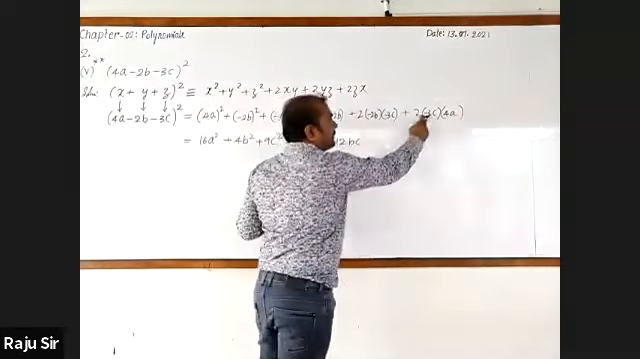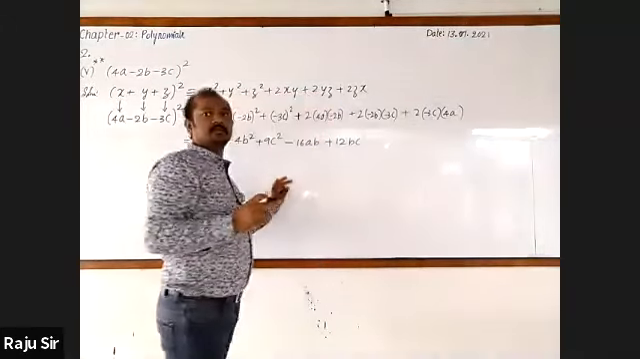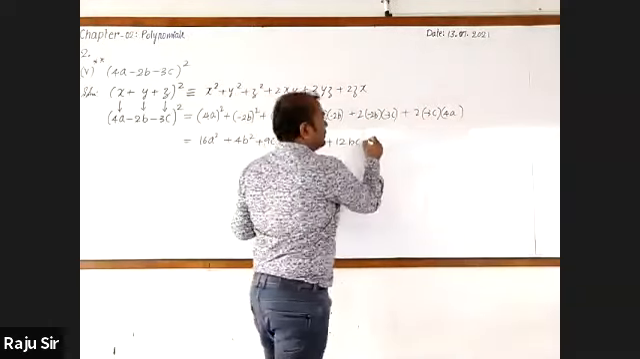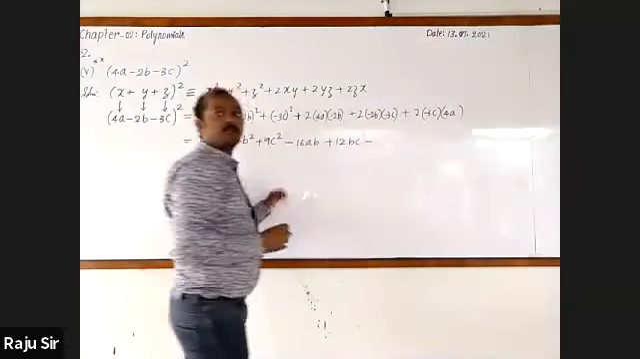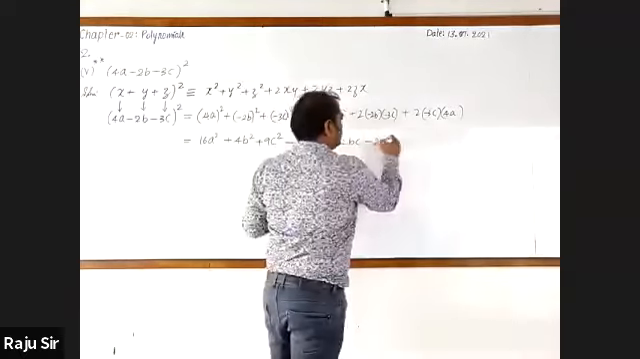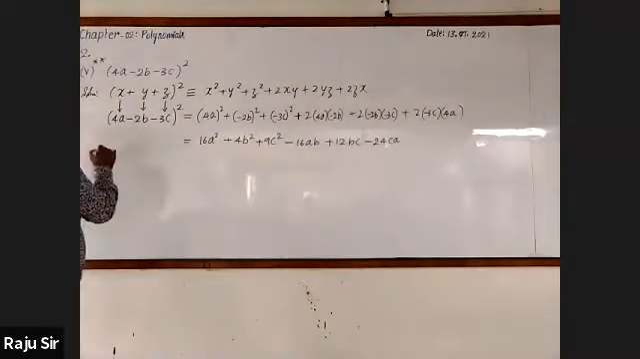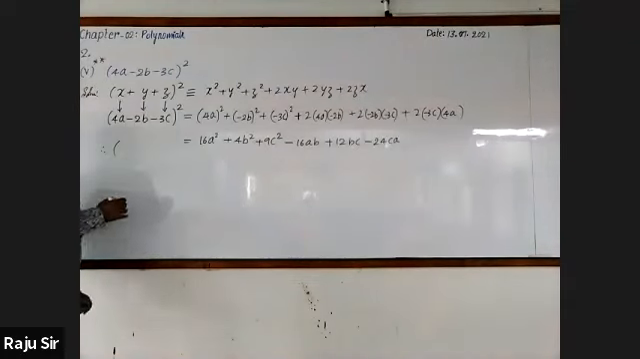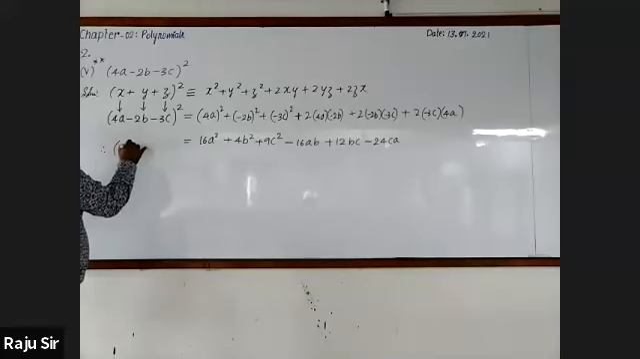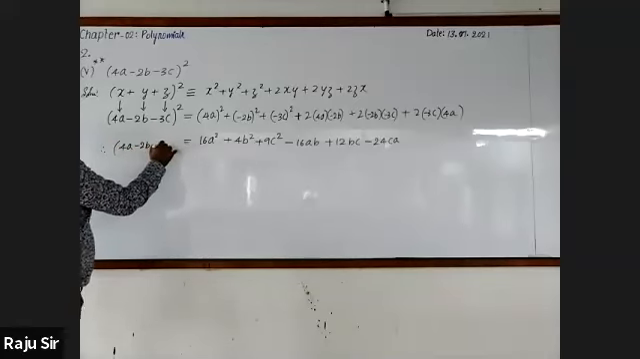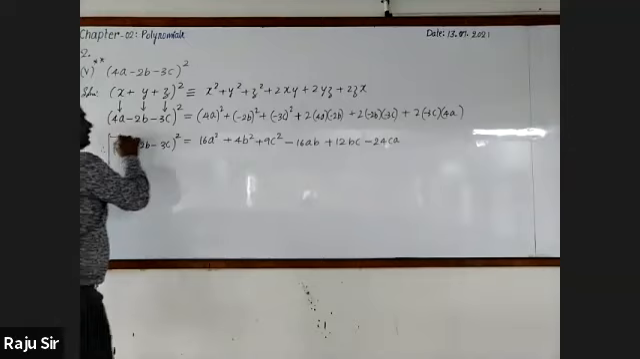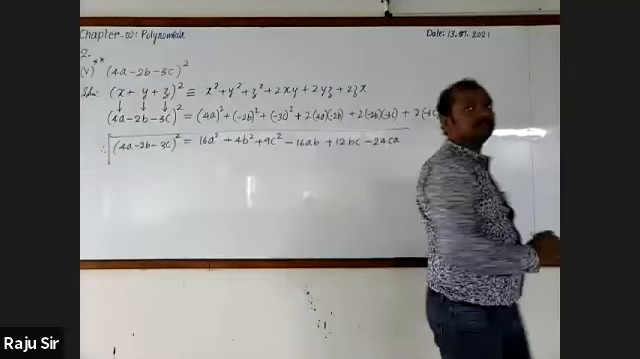Minus 24ac. So further simplification is not possible. You can take that statement as the conclusion. So 4a minus 2b minus 3c whole square is equal to this.